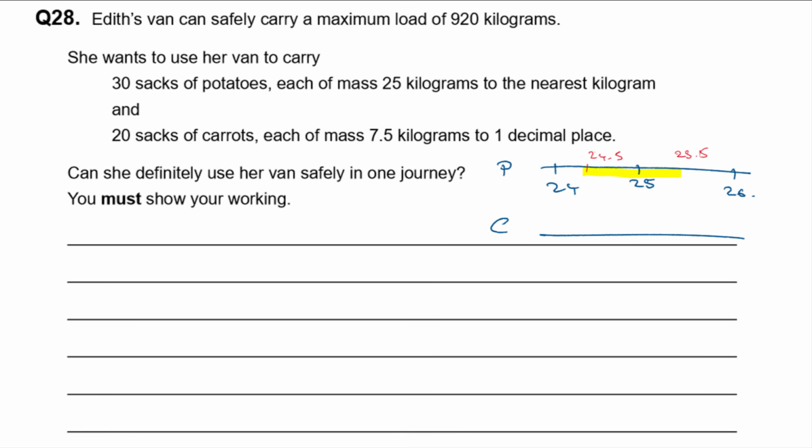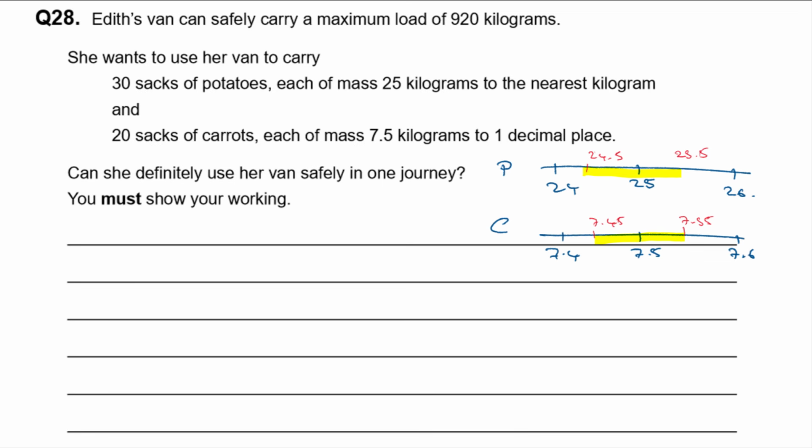And for carrots, 7.5 kilograms to 1 decimal place. So 1 decimal place more than 7.5 is 7.6, and 1 decimal place less than 7.5 is 7.4. So what rounds to 7.5? Halfway between those or closer. So it's going to be 7.45 up to 7.55. Right, we're going to need the upper bound for each of these, aren't we? Because we want the worst case scenario. The bags are all max heavy.